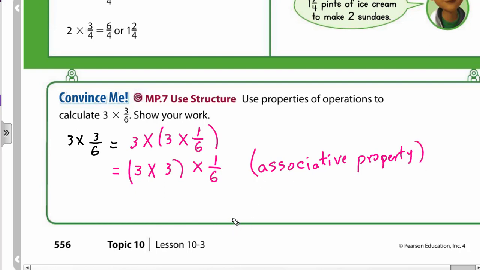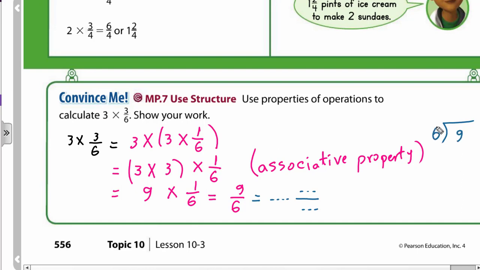Okay. So 3 times 3 is 9. And we have 1/6 here. So it will be 9/6. And now 9/6 is an improper fraction, right? Yes. So we need to write it as a mixed number. Okay, I will use long division here.